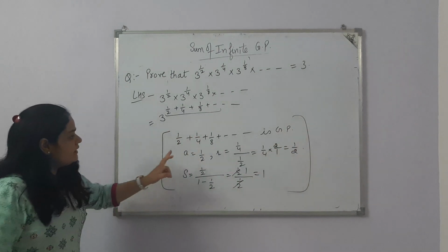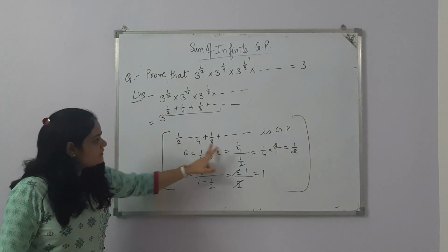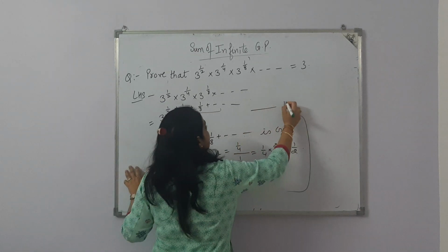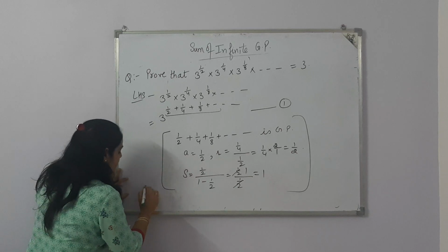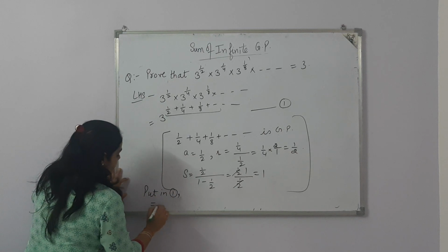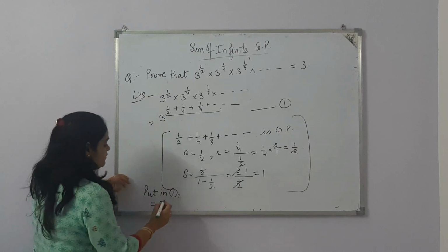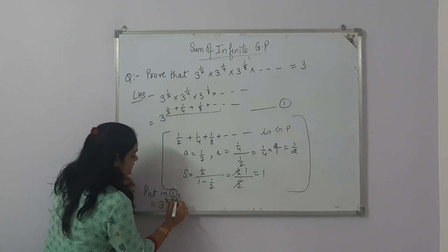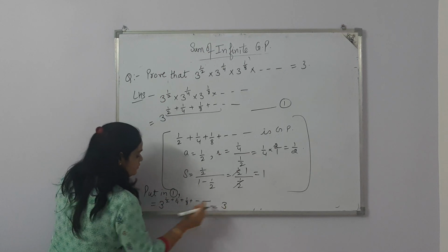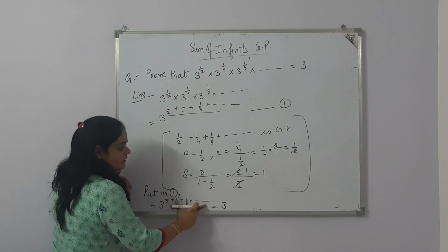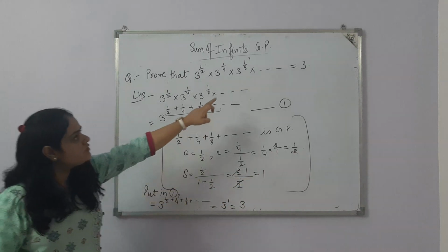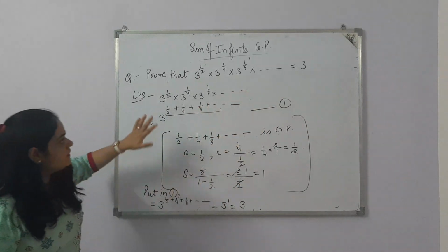So this is the sum of this term, and this will be the power of 3. Take it as 1. So put in 1. So 3 raised to power 1 by 2 plus 1 by 4 plus 1 by 8 and so on up to infinity equals this GP. Its answer is 1. So 3 raised to power 1 is 3, which is your right hand side.